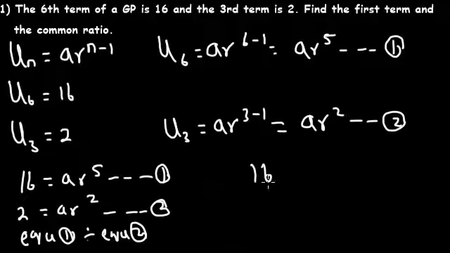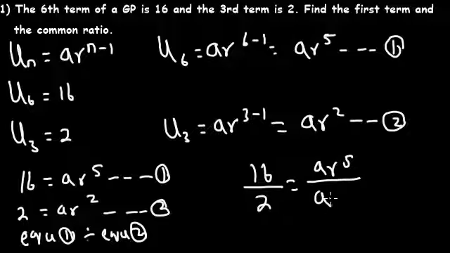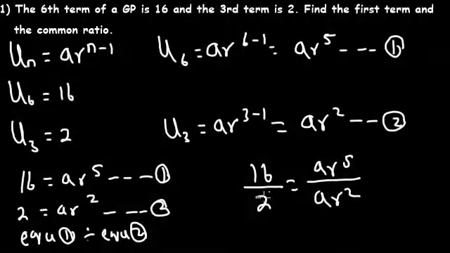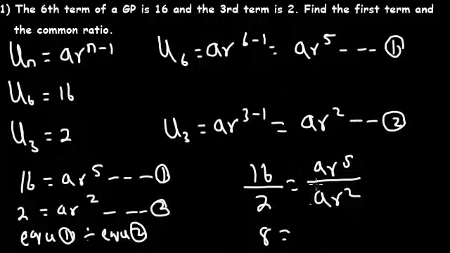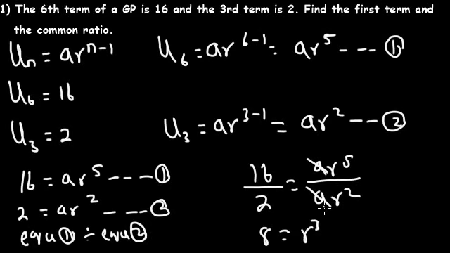So therefore, 16 divided by 2 becomes a r to the power of 5 divided by a r to the power of 2. 16 divided by 2 reduces to 8. A cancels out, and r to the power of 5 divided by r to the power of 2 becomes r to the power of 3.